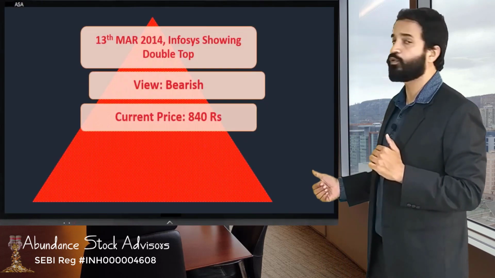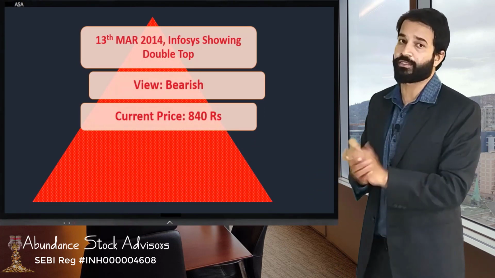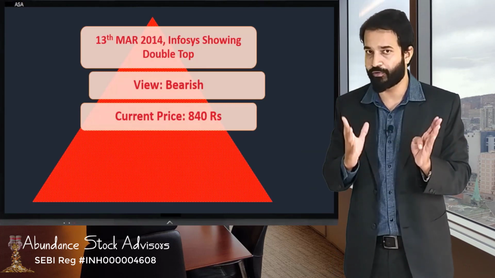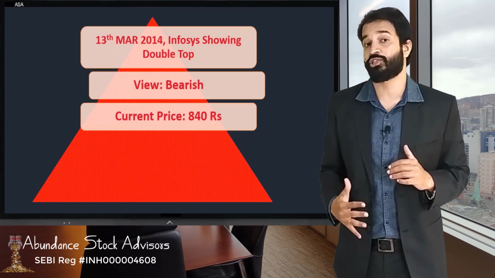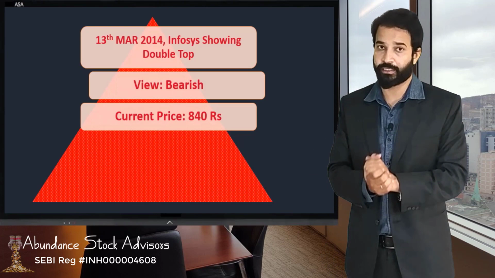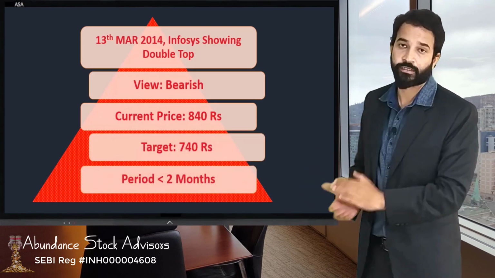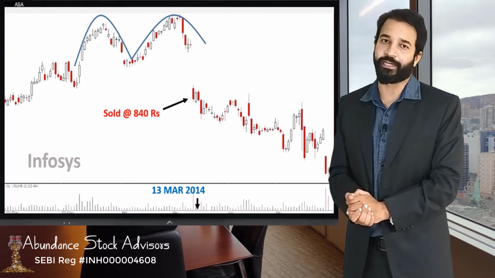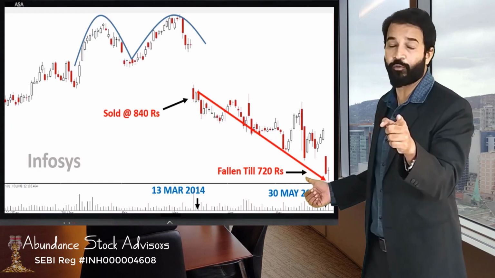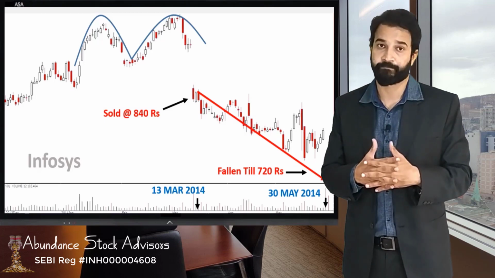So on the 13th March 2014, double top was seen in Infosys and it was trading at 840 rupees. So we calculated its target, time frame, stop loss, risk to reward ratio, and recommended a sell on the stock in the FNO category. The recommended sell price was 840 rupees and the expected target was 740 rupees to be achieved in like 2 months. So did the stock fall after we recommended it? On 30th May 2014, the stock was trading at 720 rupees. It had fallen beyond the predicted target.